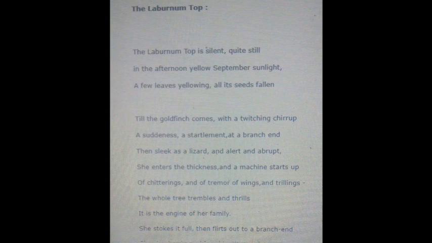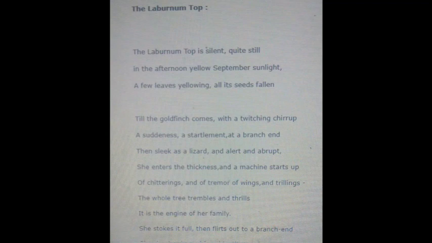The Laburnum Top by Ted Hughes. The laburnum top is silent, quite still, in the afternoon, yellow September sunlight. A few leaves yellowing, all its seeds fallen. So first of all, this is a very beautiful poem, and in this the poet has used the laburnum tree and goldfinches as a symbol of life. Actually, goldfinch is a bird here, and you must have seen that in the summary.